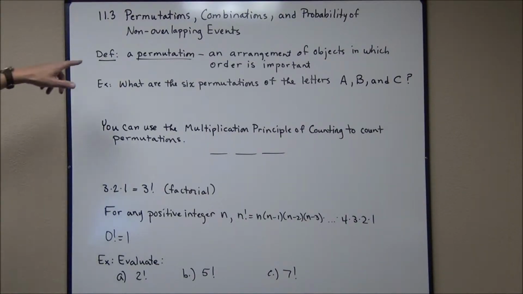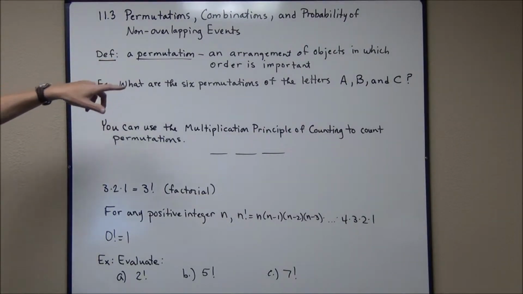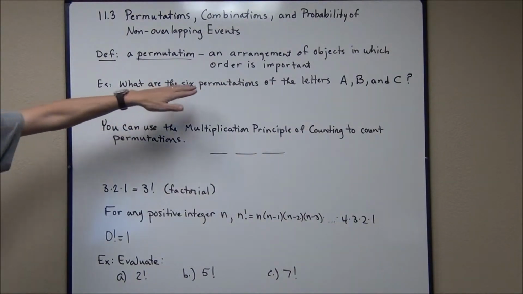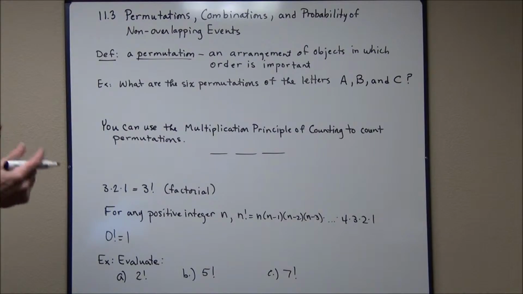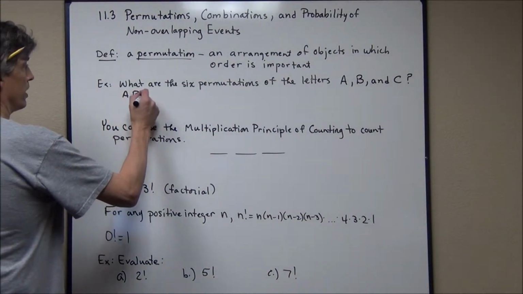First off, a permutation is an arrangement of objects in which order is important. So here's my example. I've got the letters A, B, and C. I'm going to write out the 6 permutations of the letters. So that means I'm going to put them in the different orders that I can. For example, I could have A, B, C. That would be an easy one.